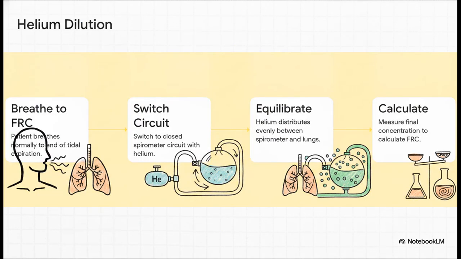To bypass this physical limitation, clinicians use some really clever workarounds. The first one is the helium dilution method. It relies on a very basic principle of physics, the conservation of mass. The protocol is pretty elegant, actually. A patient breathes normally, and right at the end of a normal expiration, when their lung volume equals exactly the functional residual capacity, they're switched over to a closed spirometer circuit. This circuit contains a known volume and concentration of inert helium gas.